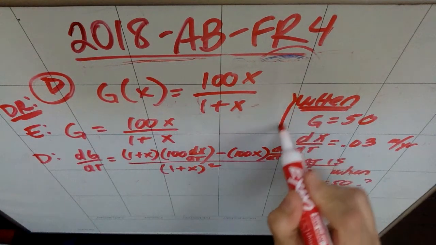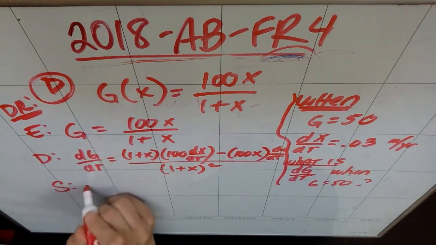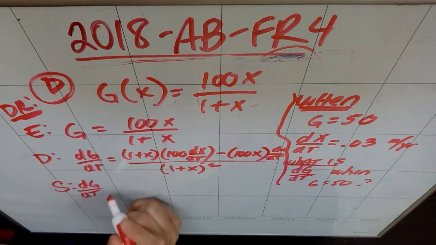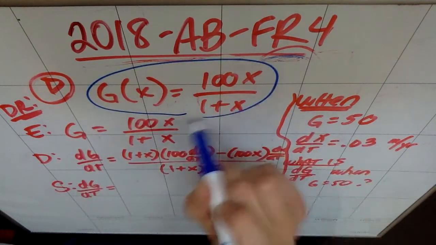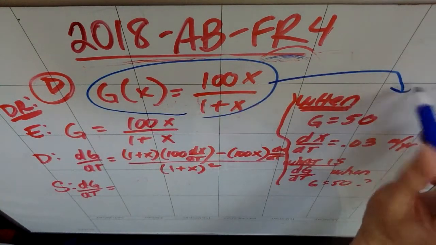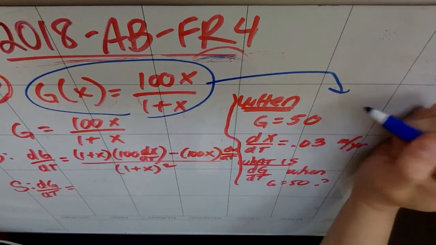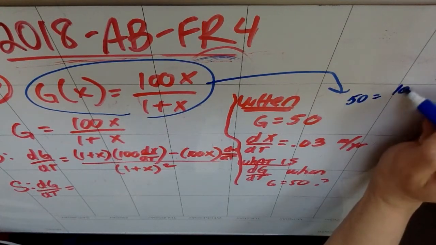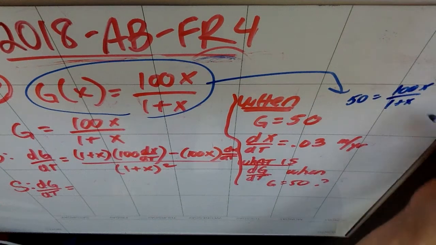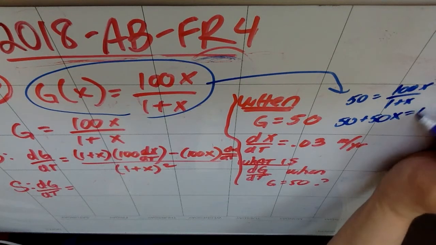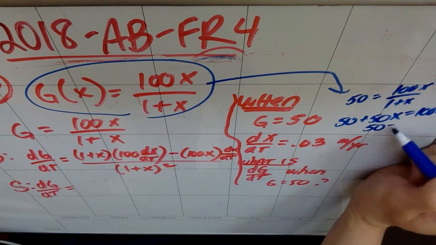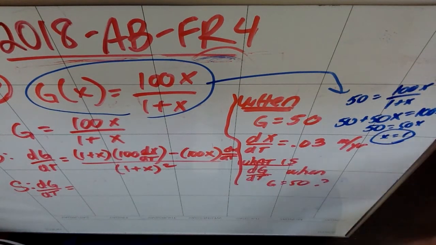But what we need to do now is substitute in specific values. We want dg/dt at the moment when g is 50. So in order to find that quantity, we really need to know what x is when g is 50. So I'm going to take this original function and say, okay, if I know that 50 equals 100x over 1 plus x, when I multiply the 1 plus x over, I get 50 plus 50x equals 100x. 50 equals 50x. Oh, x is 1. Cool, that's great.